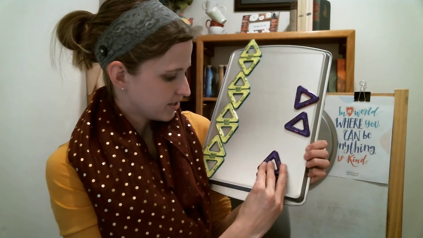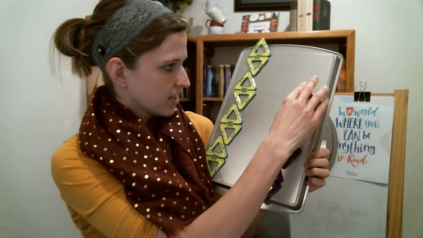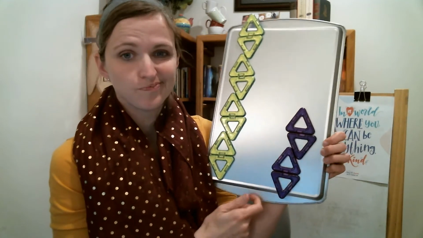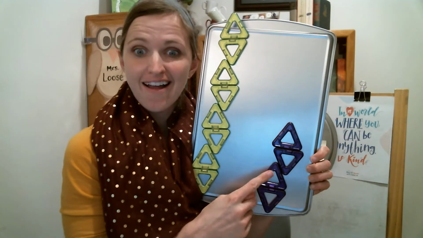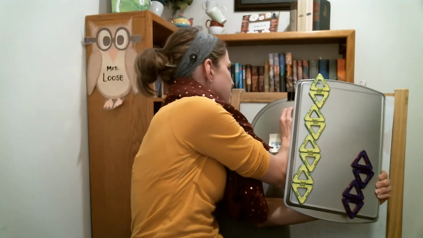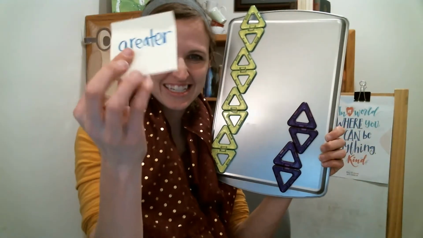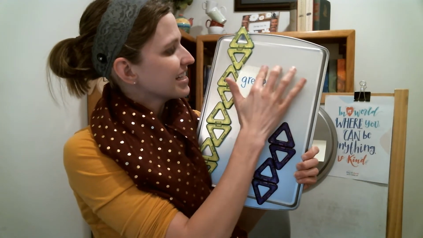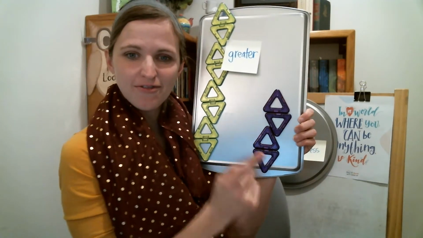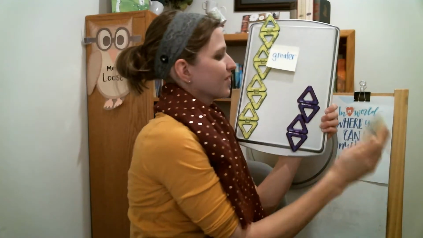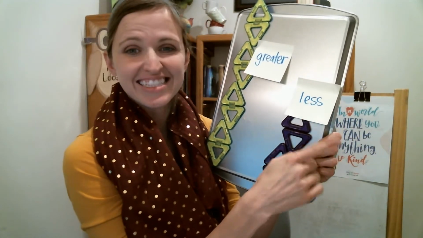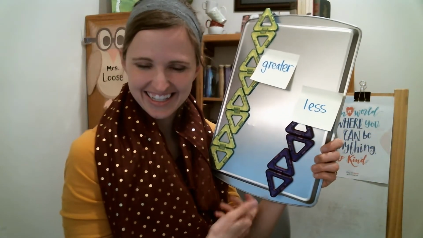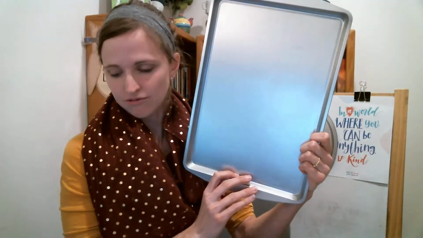Let's look at our purples. 1, 2, 3, 4. There are less purples. So I'm going to take my words and we're going to use this. 8 is greater than 4. 4 is less than 8.